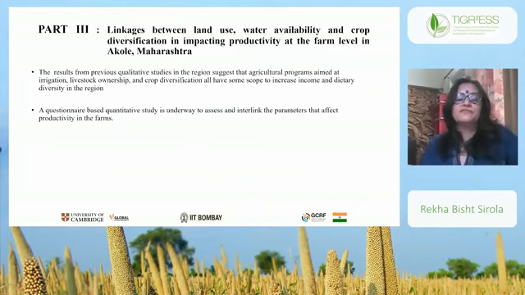And the third part of the study is the linkages between land use, water availability, and crop diversification in impacting productivity at the farm level in Akole in Maharashtra. Based on the results of this qualitative study, we've identified that the various programs aimed at irrigation, livestock ownership, and crop diversification all have tremendous scope in increasing the income of the people and the dietary diversity.